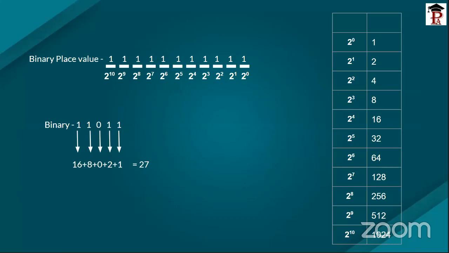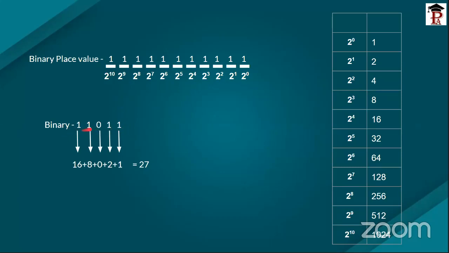In the same way, this value belongs to 2 power 0, which is 1. This is 2 power 1, which is 2. This is 2 power 2, which is 4, then 8, 16, 32, 64, 128, 256, 512, 1024.